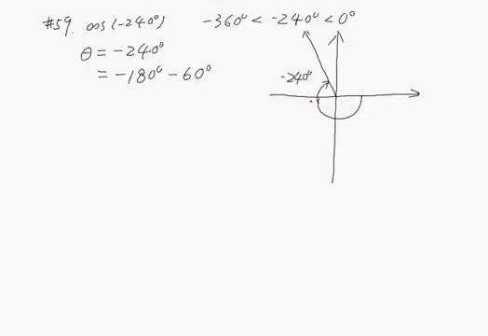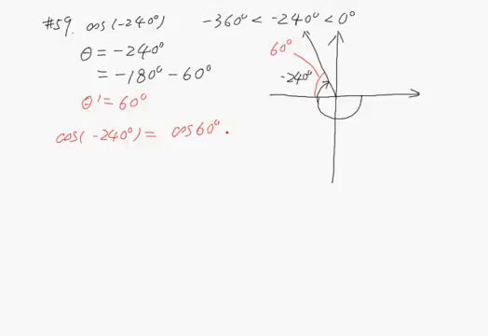Then you know this angle, this guy is equal to 60 degrees, right? The reference angle of theta is equal to 60 degrees. So theta prime is equal to 60 degrees. Then you have the cosine of negative 240 degrees equal to cosine 60 degrees up to a sign.